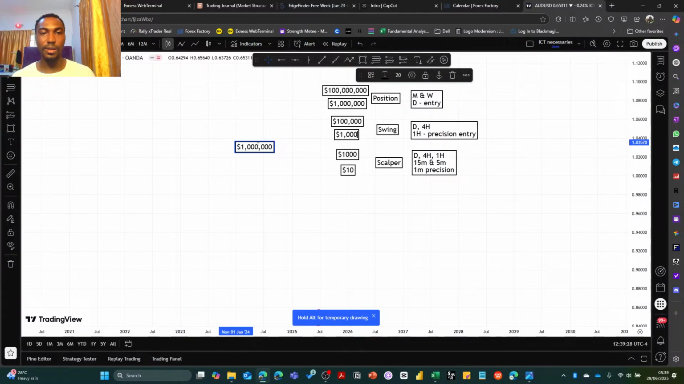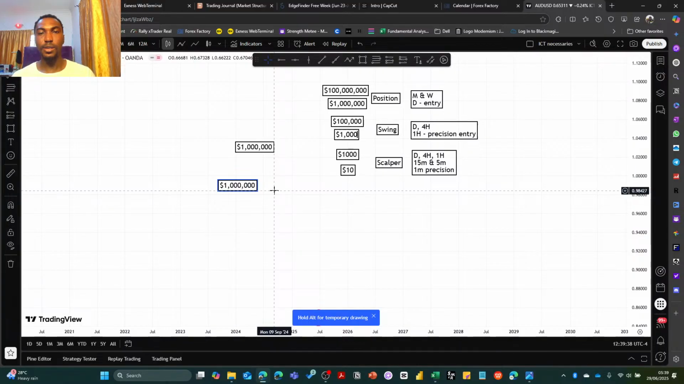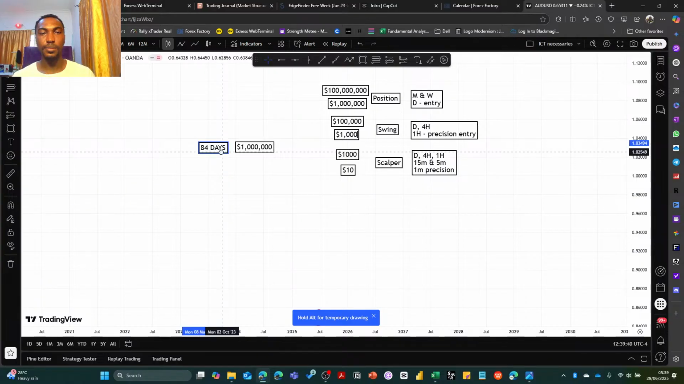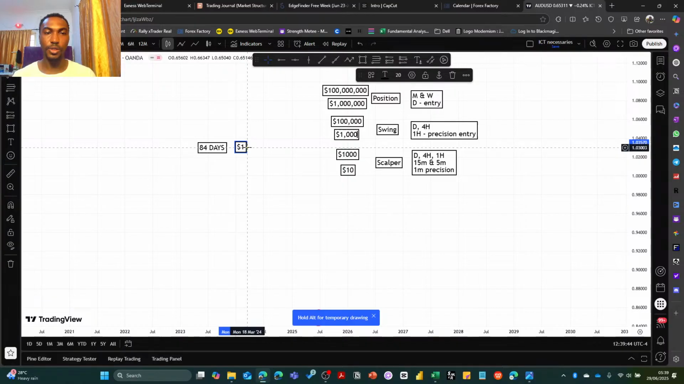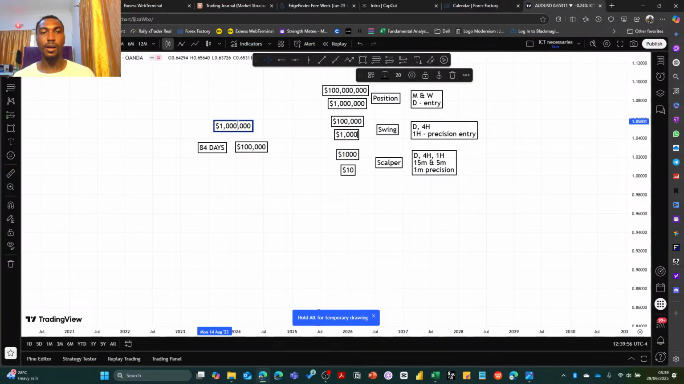I mean, let's look at that logic. You're going to spend 84 days, 84 days, looking at crazy market volatility and everything, for you to make 100K bucks, when you invested $10 million, like you have 10 million sitting there for days.